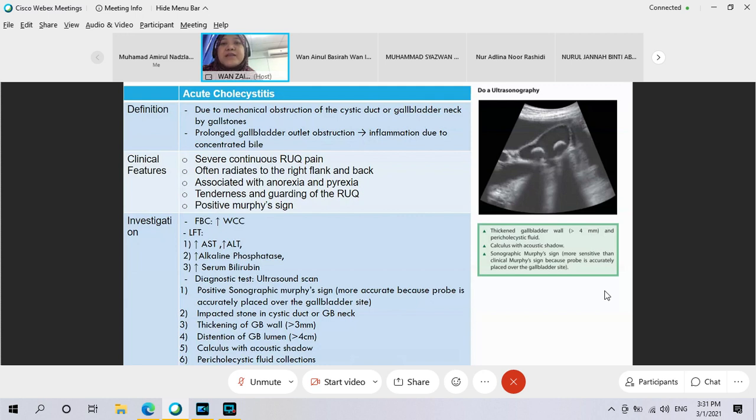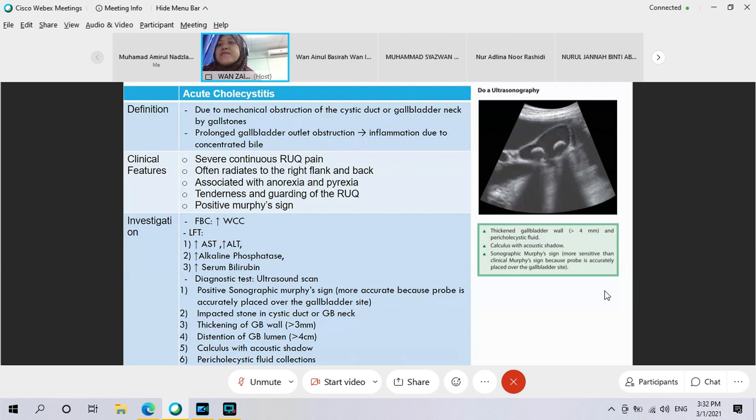And then when you examine, yes, patient ada positive Murphy sign because of the inflamed parietal peritoneum there, kan? Peritoneal dia ada dua layer, satu visceral, satu parietal, kan? So when the parietal peritoneum is inflamed, it will give the somatic pain. So bila you tekan kat situ, dia akan bagi somatic pain when you touch the inflamed parietal peritoneum. So that will give you clue this is acute cholecystitis. So baru it will support with your investigation.